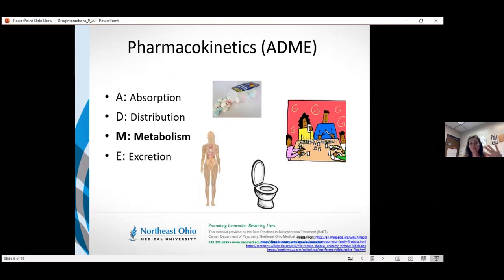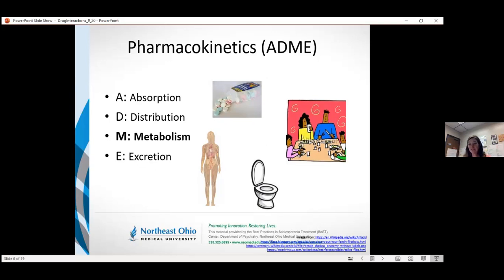So of our four different areas of pharmacokinetics, you can have interactions at all of these. From the absorption side, sometimes if you take two medicines together, we don't absorb things quite as well. I put a bottle of antacids there. If you're taking antacids with some antibiotic medications, it'll bind to the antibiotic and your body will never even absorb the antibiotic to fight your infection. So you can have interactions at that point.